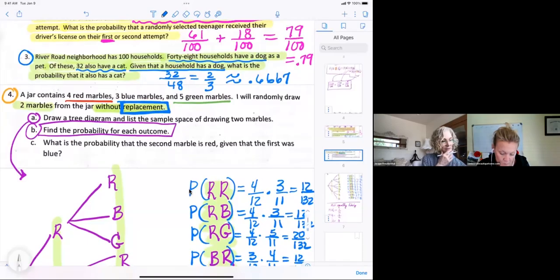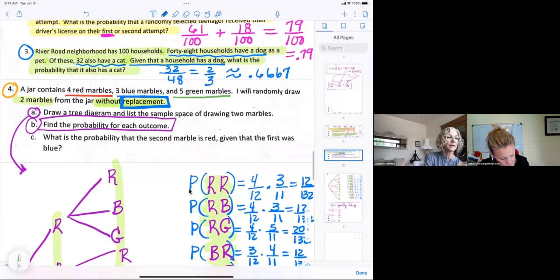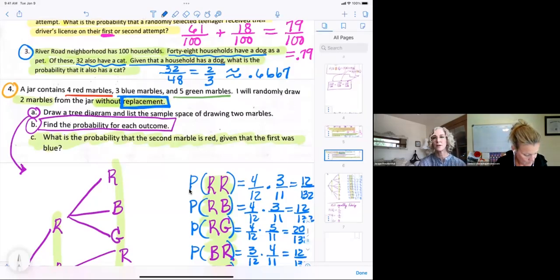Okay, I'm going to skip part C. Well, I'm not going to skip part C. Let's go ahead and go into part C. Part C is, what is the probability that the second marble is red, given that the first was blue? Probability that the second marble is red, given that the first was blue.